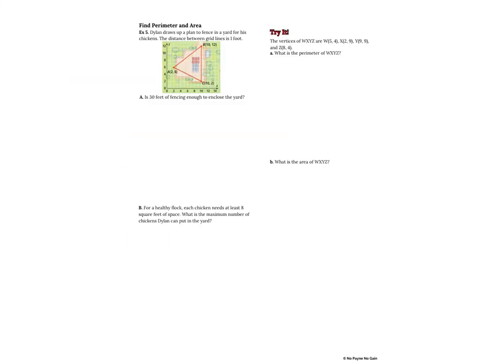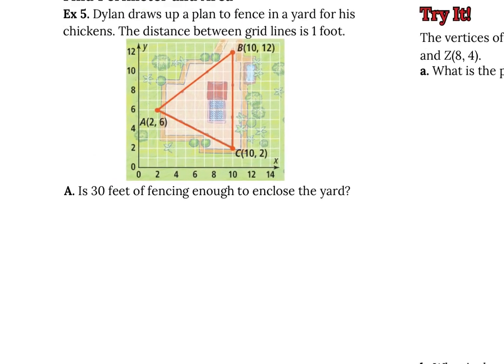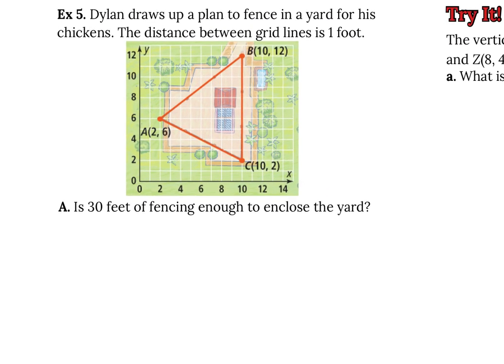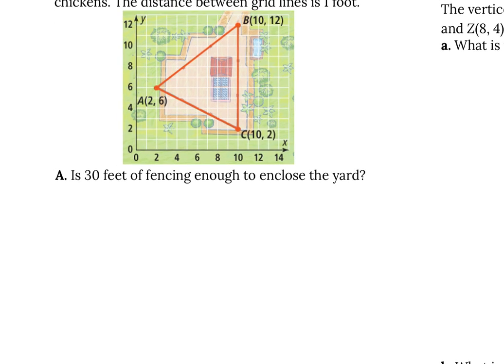All right, our last example, example 5. Dylan draws up a plan to fence in the yard for his chickens. The distance between grid lines is 1 foot. Is 30 feet of fencing enough to enclose the yard? So we want to find the entire exterior of that yard. So we want to find the distance between each of the sides, and then we'll add them up to find the perimeter. All right, so we're going to find our distance for each side.